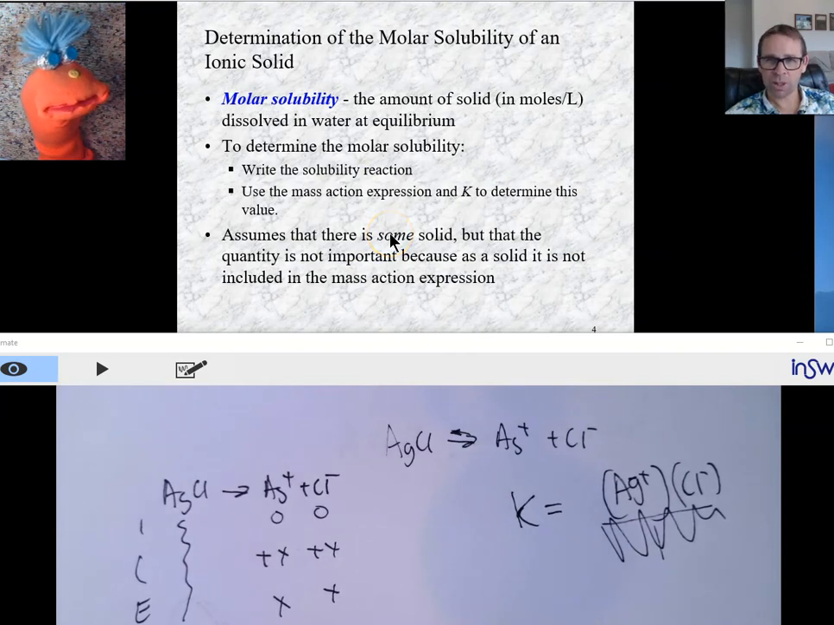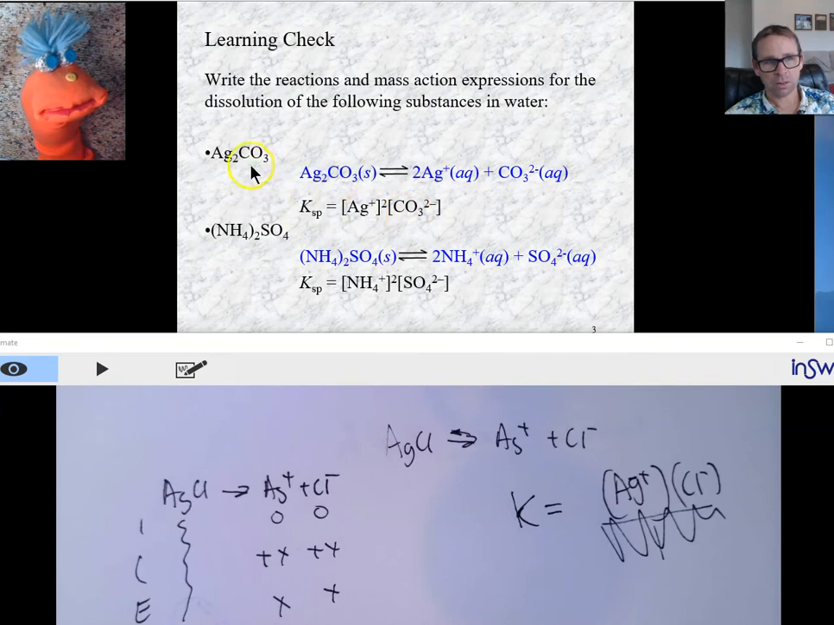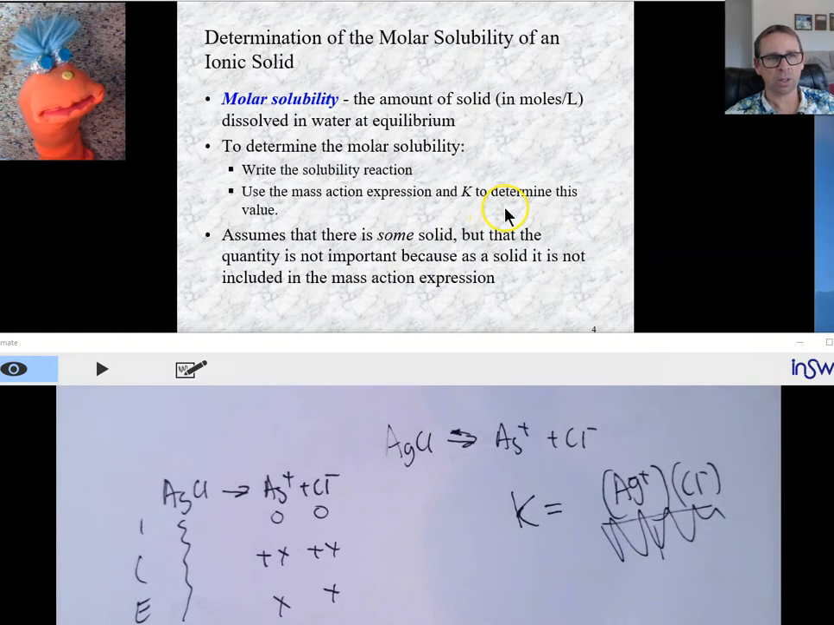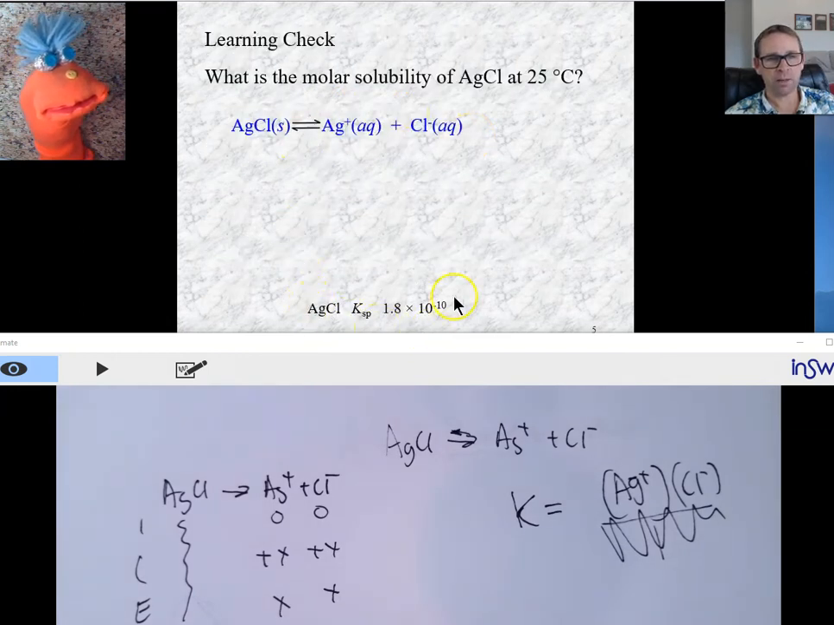Now, the molar solubility: how much actually dissolves. When I take silver carbonate and put it into solution, I get 2 silver ions and 1 carbonate ion for every mole of this material that dissolves. The x value that I solve for from my Ksp will be the molar concentration that actually ends up in solution. So the molar solubility is the amount in moles that is actually soluble. I can solve that. Ksp is 1.8 times 10 to the minus 10 for silver chloride.